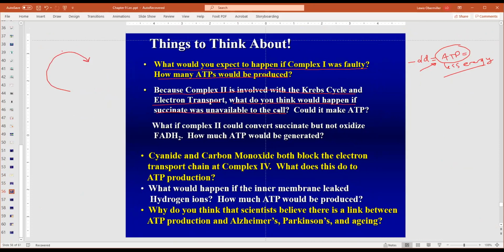So if complex 2 didn't have succinate, what would happen to the Krebs cycle? It wouldn't work. Yeah, it would shut down. So could we make ATP, if complex 1 worked, right? Well, yeah. So the Krebs cycle is out.